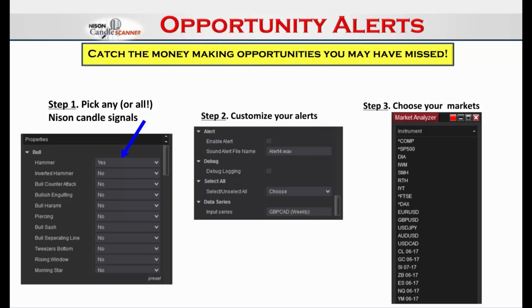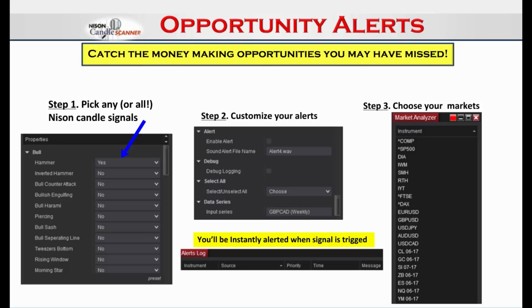Okay, so this is your watch list, and let's say you're looking at the diamonds. All right, if that diamond in the 5-minute chart has a hammer, it'll pop up. Okay, you'll be instantly alerted which market has that signal.